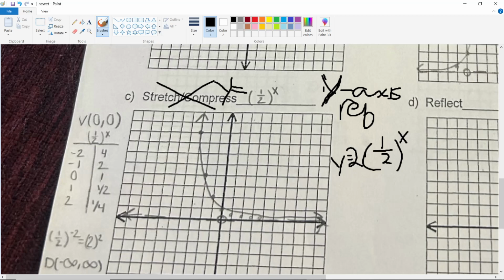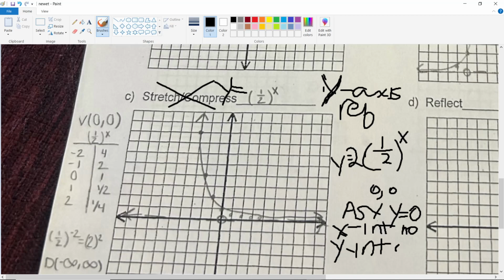I'm going to draw it in. The vertex here would still be h, which is 0, and k, which is 0. The vertex is still 0, 0. The asymptote is still y equals 0 because k is 0. The x-intercept doesn't exist because y equals 0 is a horizontal asymptote. The y-intercept is when x is 0. And when x is 0, 1/2 to the 0 power is 1. 2 times 1 is 2. So 0, 2 is the y-intercept.